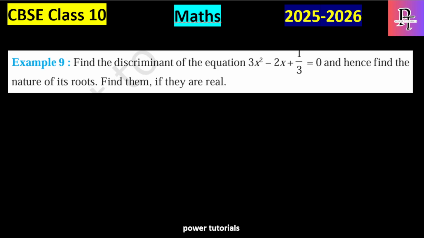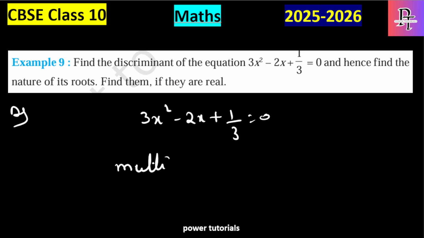Okay, let's move to the next question, which is example 9. Find the discriminant of the equation and hence find the nature of roots. They're simply asking to find b square minus 4ac, and then you also need to find the roots as well. So it is 3x square minus 2x plus 1 by 3 is equal to 0. As it is equal to 0, I will multiply by 3 on both sides so that it will be in numbers, not in fractions.